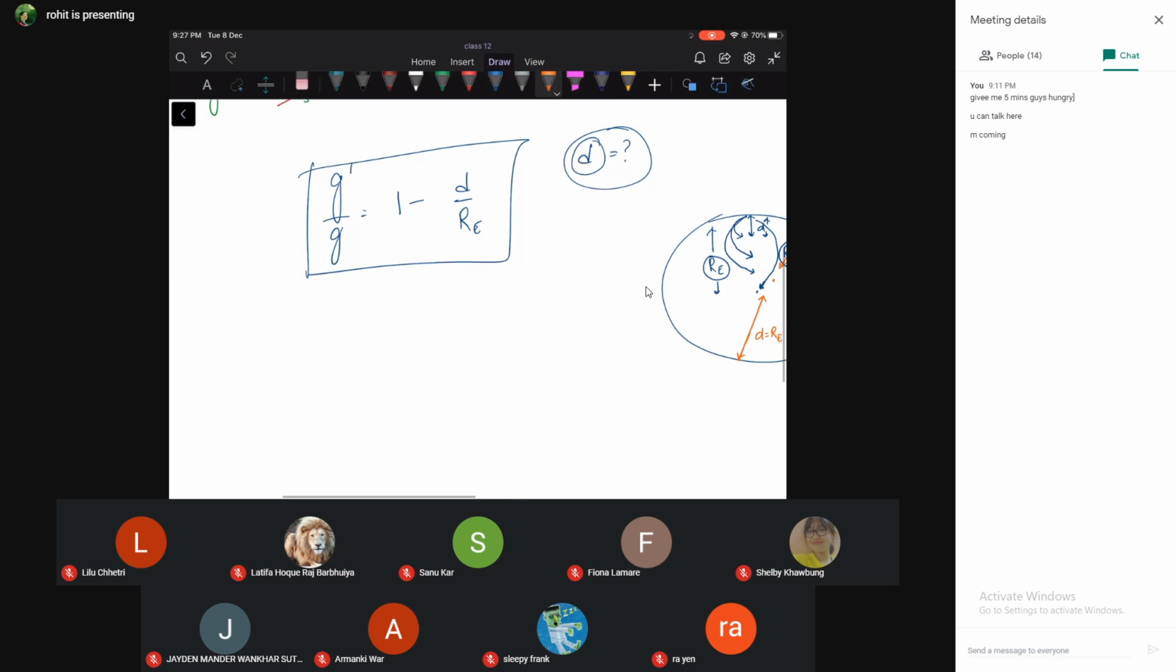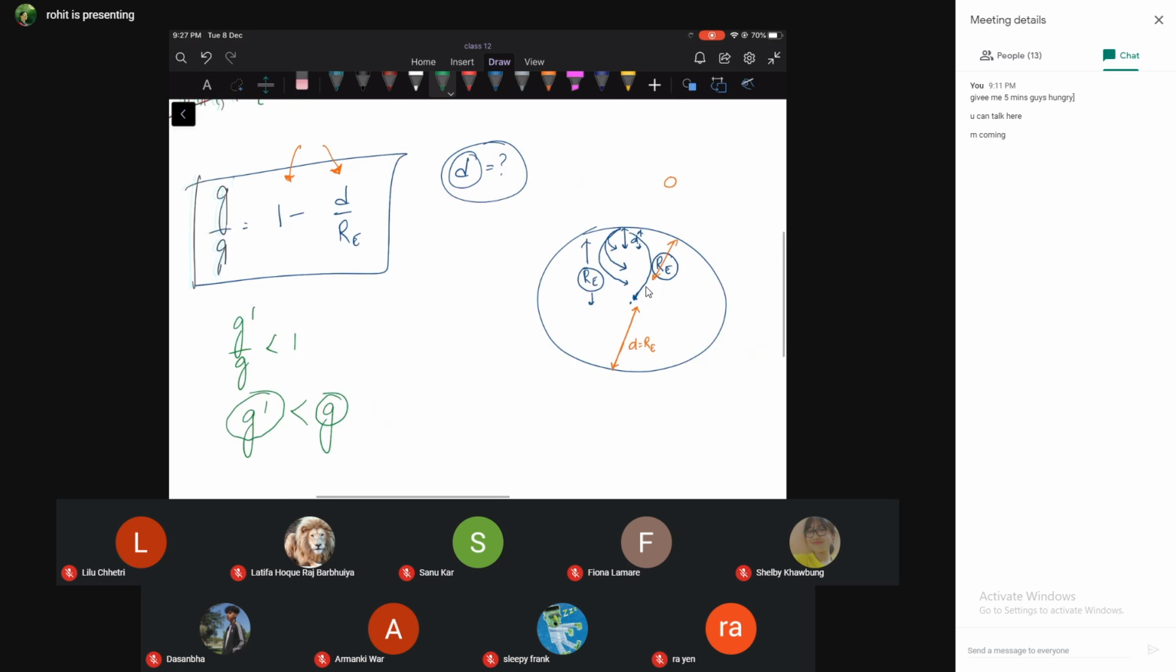So if I ask you now, in this formula, it already looks like 1 minus some smaller number. D by Re is going to be a smaller number. 1 minus a smaller number is going to be less than 1. That means my right hand side is less than 1. That's why G prime by G is going to be less than 1. Even the left hand side should be less than 1. As a result, I can directly write the value of acceleration due to gravity at certain depth will be less than the value of acceleration due to gravity on the surface.